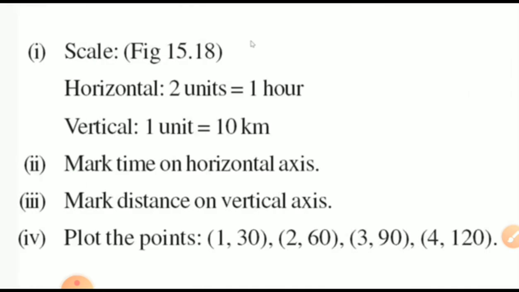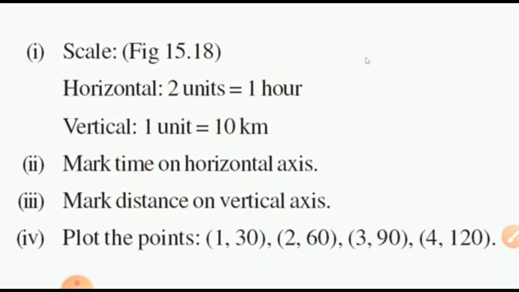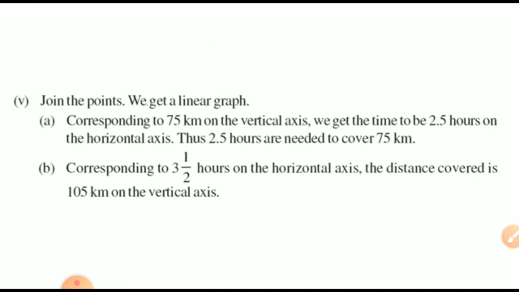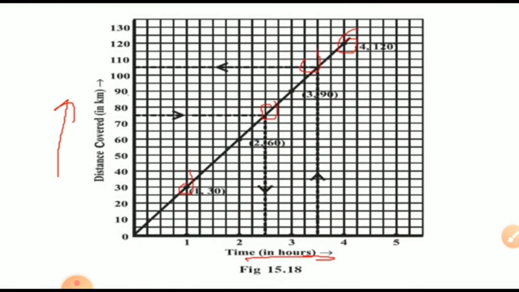Here you can make the table and fit the scale for our graph. Horizontal: 2 units is equal to 1 hour, and vertical: 1 unit is equal to 10 kilometer. Mark time on the horizontal axis, x-axis, mark distance on the vertical axis, y-axis, plot the points one by one. And now they ask us about the 3.5 hour. So it will give us 105 kilometer, whatever the answer you can get. Join the points, we get a linear graph. Linear means straight line. Corresponding to 75 kilometer on the vertical axis, we get the time.